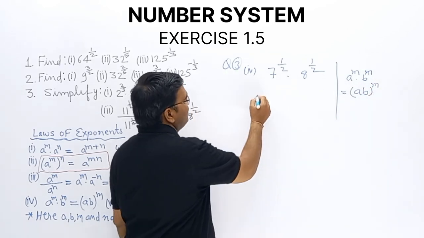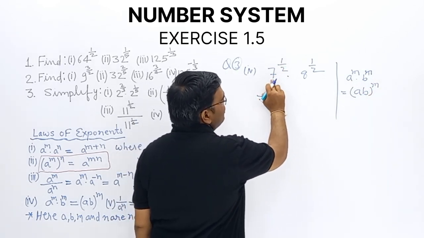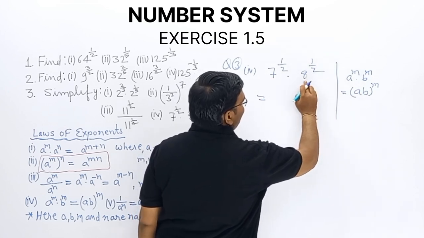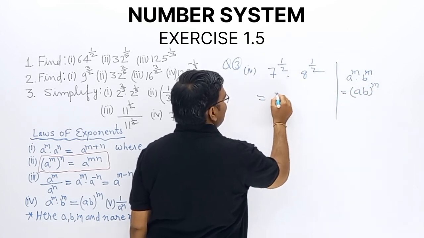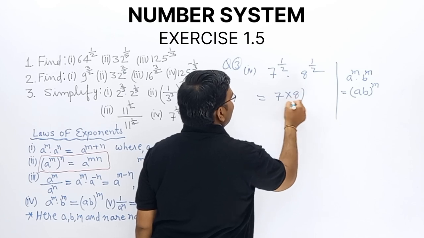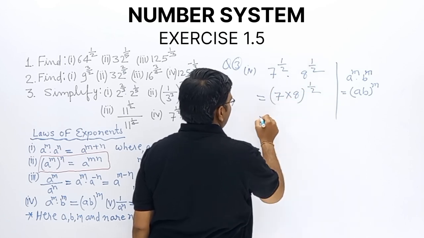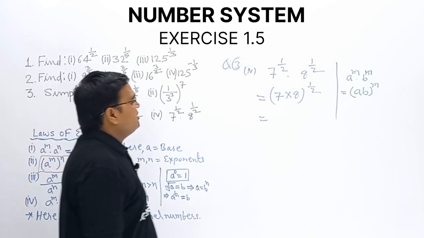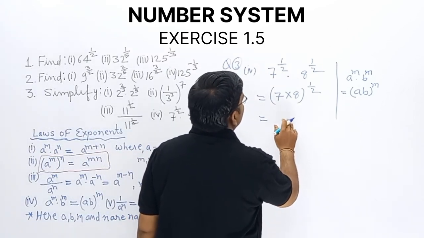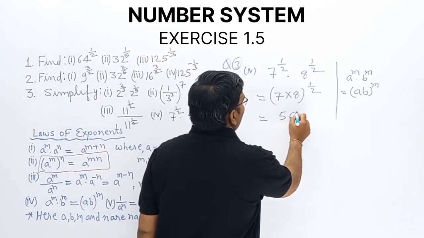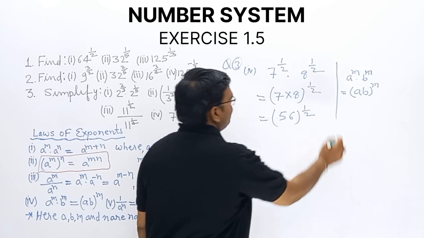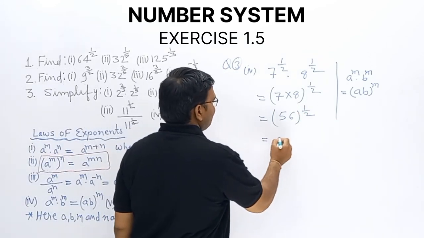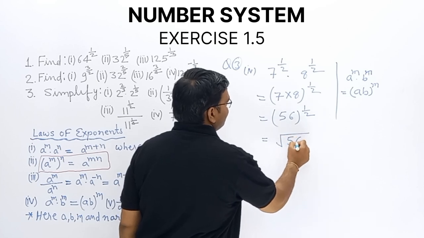Apply this formula there. A is 7, b is 8, m is 1 by 2. 7 into 8 power 1 by 2. So 8 sevens are 56. 56 power 1 by 2. And this 1 by 2 can be written like this: root of 56.